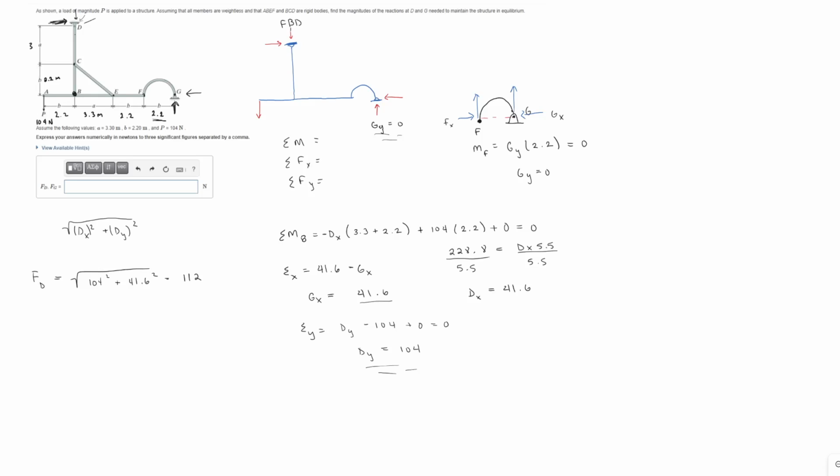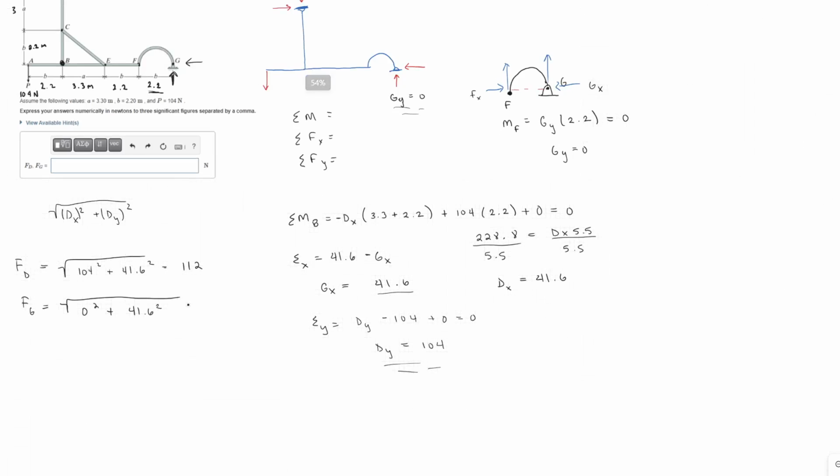Okay, and then you do the same exact thing for f of g, and it's going to be 0 squared plus 41.6 squared. And this is why I was telling you guys that the negative here doesn't really matter in this specific problem, because if it was negative here, the answer would still be the same. And f of g is going to be equal to 41.6. Alright, so that's how you do that specific problem.